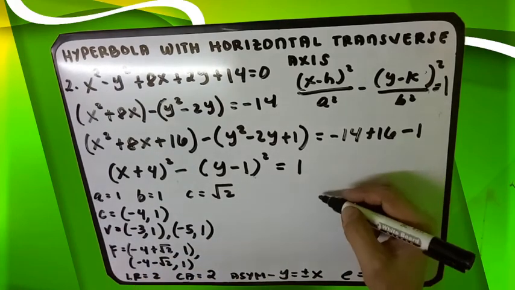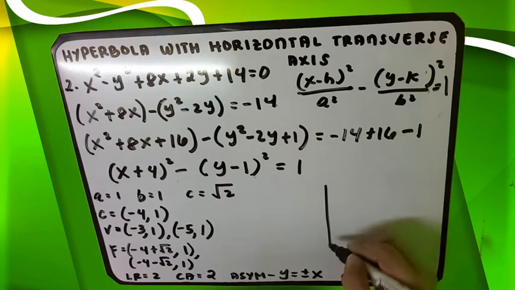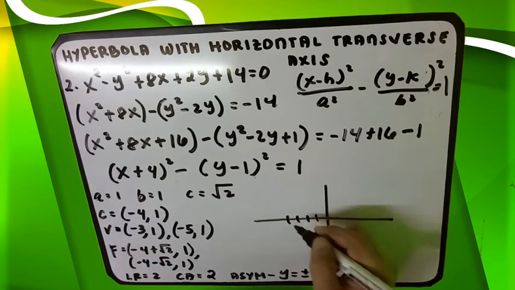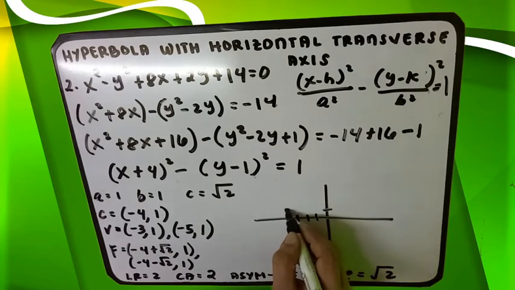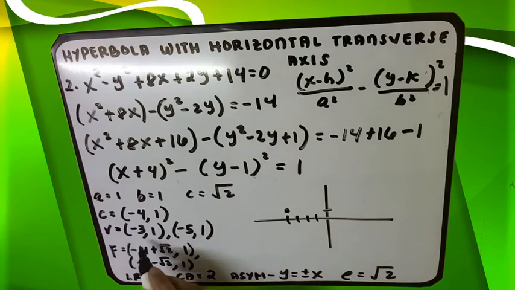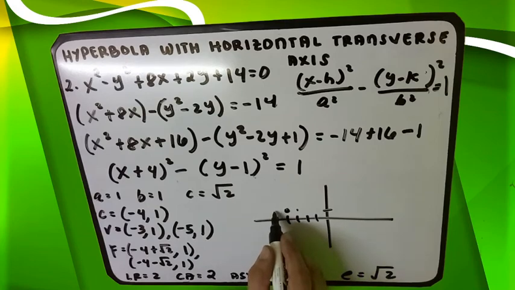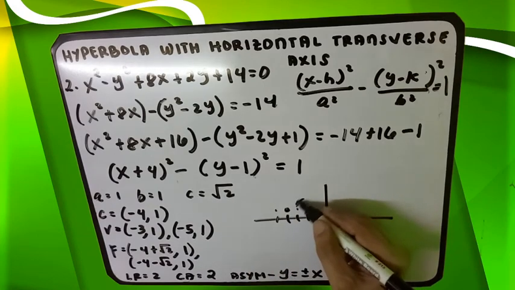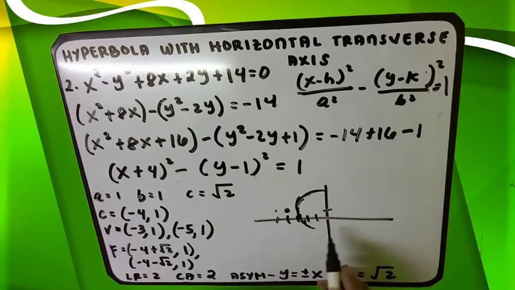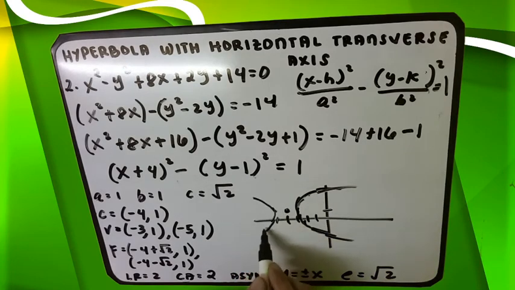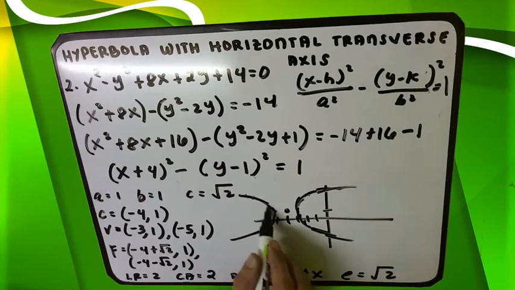So i-graph naman natin ngayon. Ang center natin ay negative 4, 1. 1, 2, 3, 4, and then 1. So ito yung pinaka-center. Vertices natin ay negative 3, 1, and then positive 1. Ito. And then yung isa ay negative 5, 1. So ito ngayon yung vertices. Horizontal transverse axis tayo, kaya open sideward siya. Ayan.